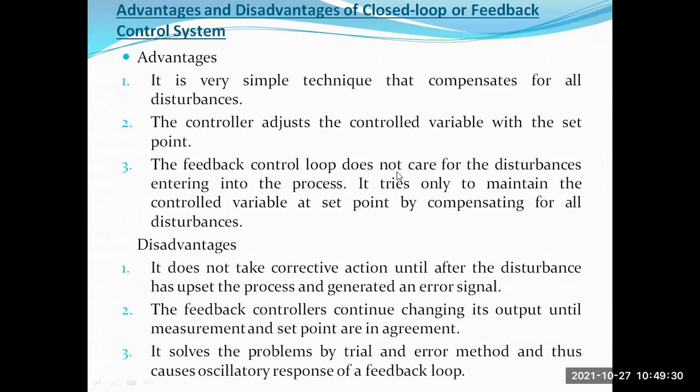Number three, the feedback control loop does not care for the disturbance entering into the process. It tries only to maintain the control variable at the set point by compensating for all disturbances. That means the feedback control loop does not care for the disturbance entering the process. So these are basically the advantages of closed loop control systems.